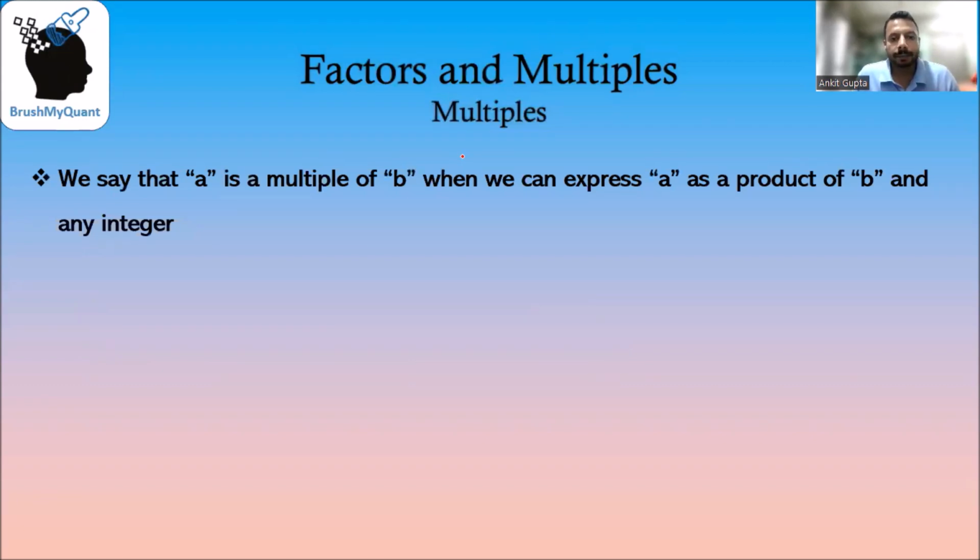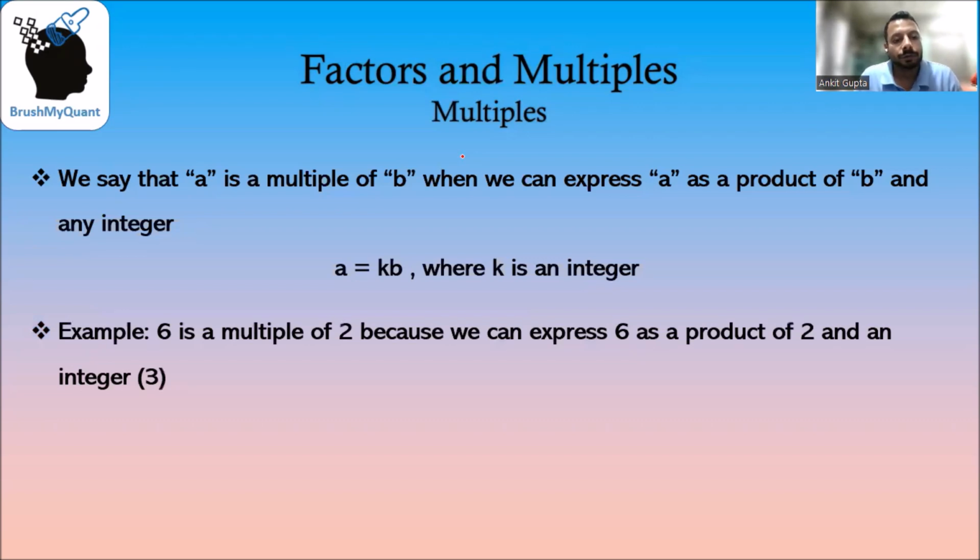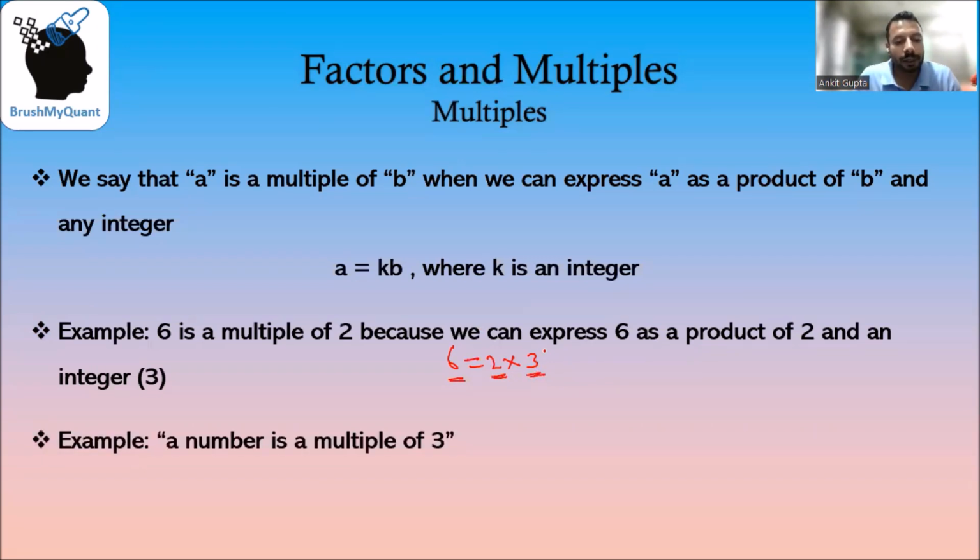We say that A is a multiple of B when we can express A as a product of B and any other integer. So if we know that A is a multiple of B, then we can write A as K into B, where K is an integer. Let's take an example. 6 is a multiple of 2, because we can express 6 as a product of 2 and another integer 3, right? We can write 6 as 2 into 3. That means 6 is a multiple of both 2 and 3. Now, if it is given to you that a number is a multiple of 3, then you can take that number, let's say the number is n, as 3 into k, where k is an integer.